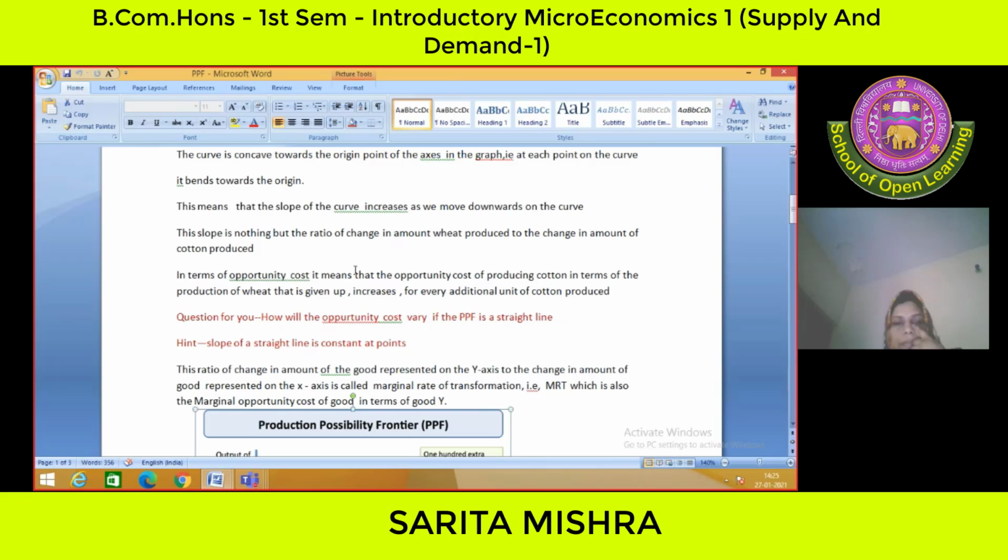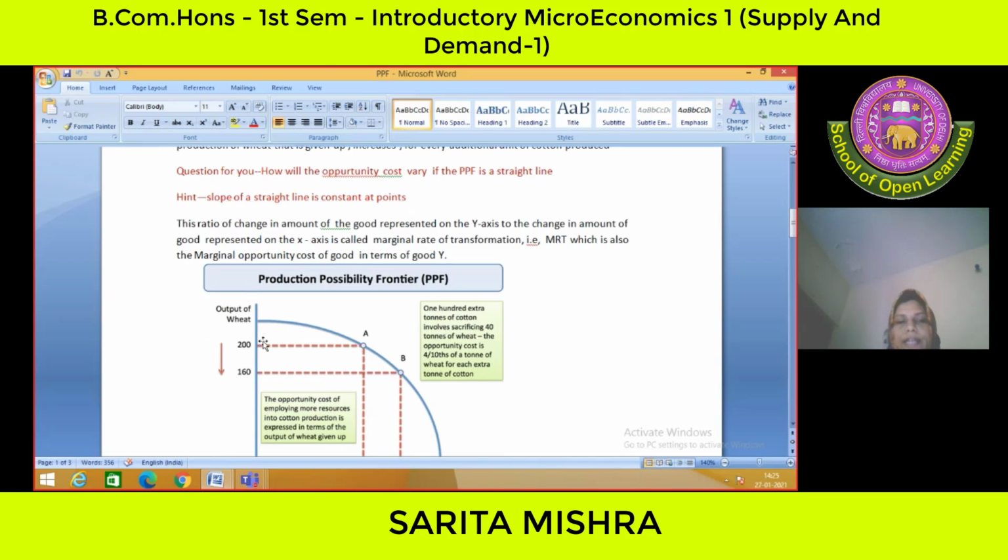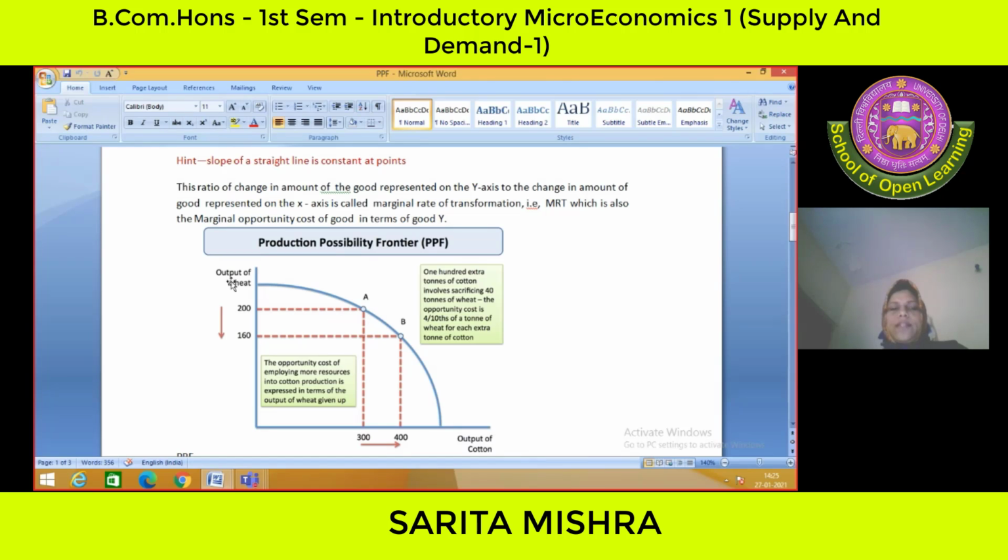So this slope is nothing but the ratio of change in amount of wheat produced to the change in amount of cotton produced. Okay, if it is a straight line, then this ratio will be constant everywhere, because on the straight line the slope is the same everywhere. Fine. So if this production possibility frontier had been a straight line instead of being a curve, then it is very simple to find out what this rate of change is. You can simply find the length of the y-intercept and length of the x-intercept, find their ratio, and that will give you the slope for all the points on the line.